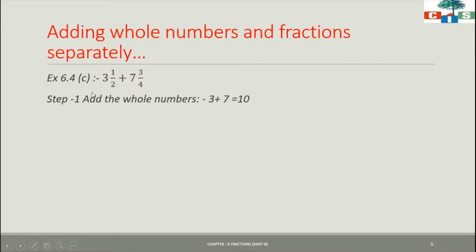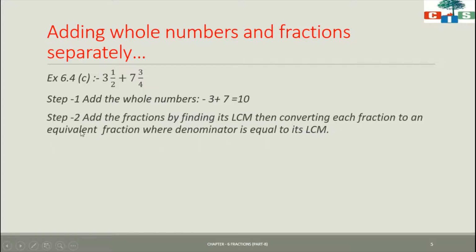Okay, so which is the whole number in the first mixed fraction? 3, correct. And which is the whole number in the second mixed fraction? 7. Yes, very good. So you have to add that whole number. So 3 plus 7 is equal to 10. Okay, now we will see second step. What will you do in the second step?